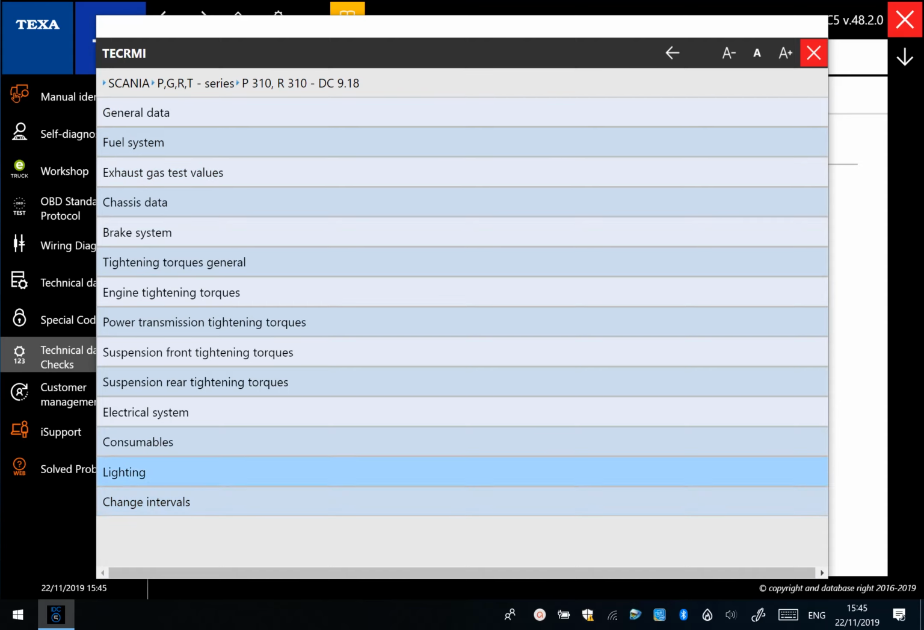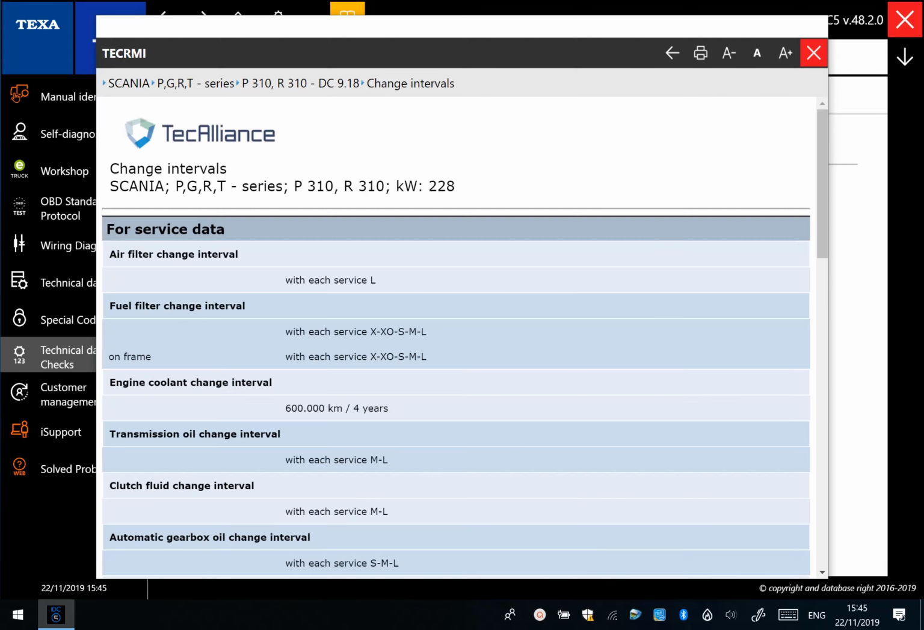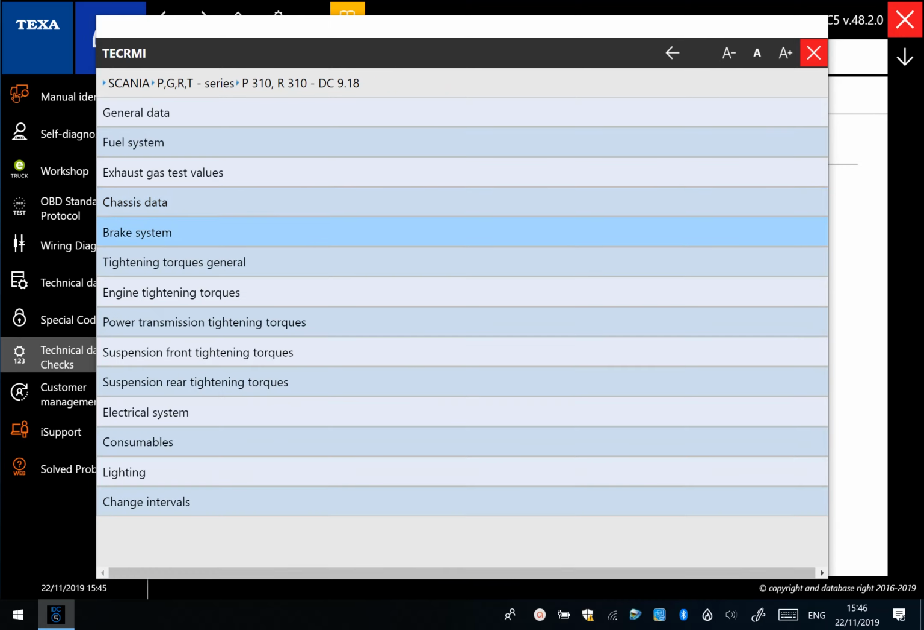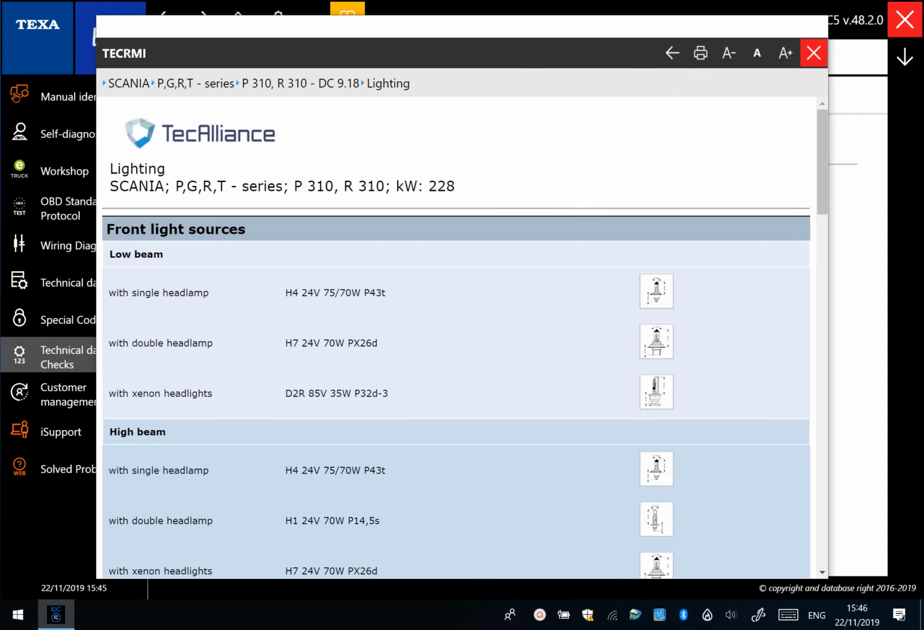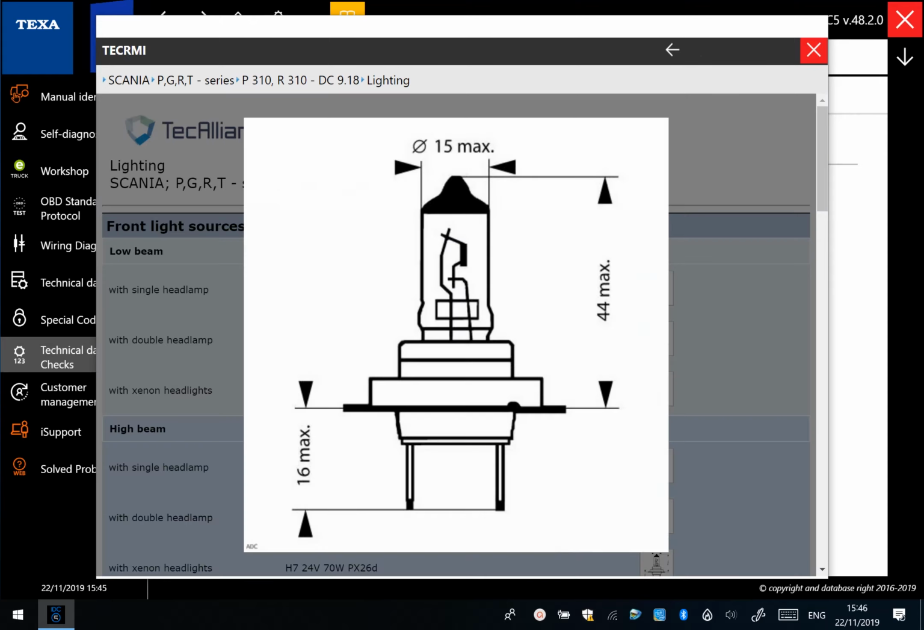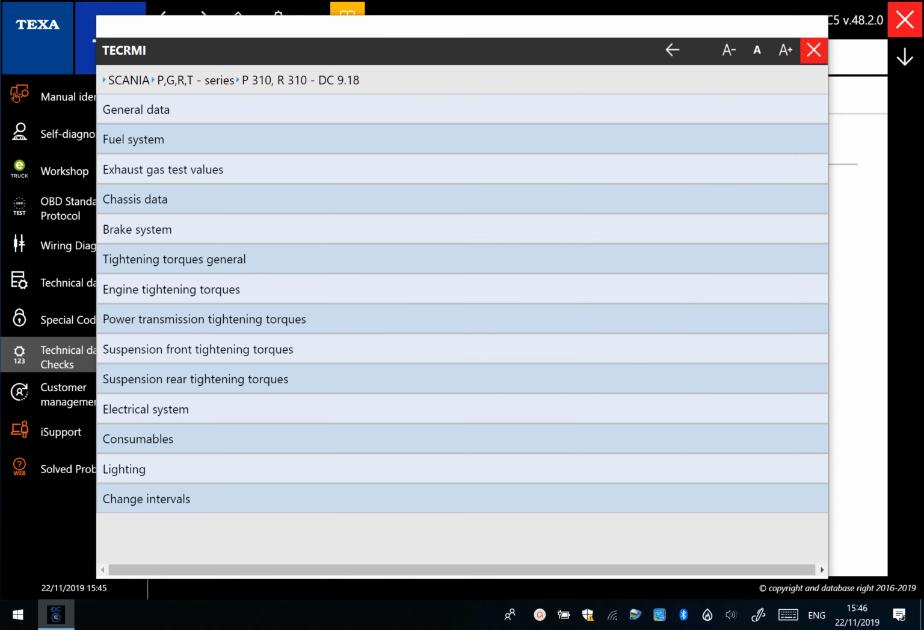I mean, even down to things like change intervals, which will help in your preventative maintenance, and even down to things like lighting. You know, if there's a particular bulb you want to be looking at, again, we've got that information in there. Now we'll just come back out of that.